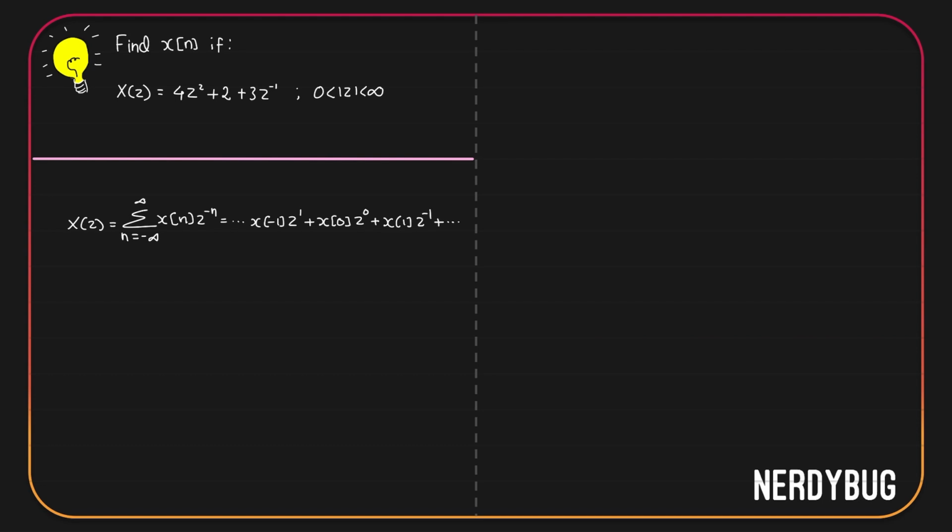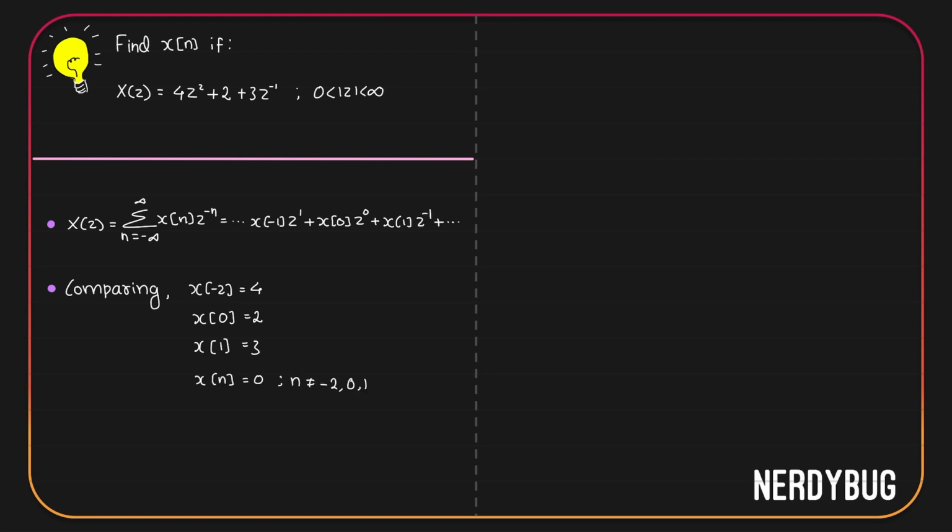So what this means is the coefficient of z raised to 1 is going to be x of minus 1. Coefficient of z raised to 0, or the constant term, is going to be x of 0. Coefficient of z raised to minus 1 will be x of 1. So looking over here, we can see 4 is going to be x of minus 2, 2 is going to be x of 0, 3 is going to be x of 1. Only these three terms are available.